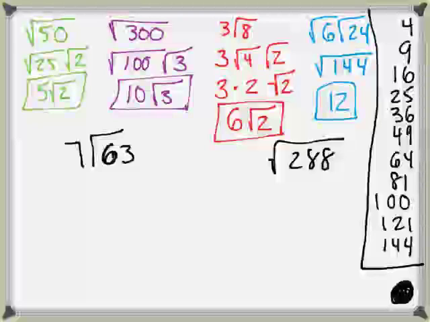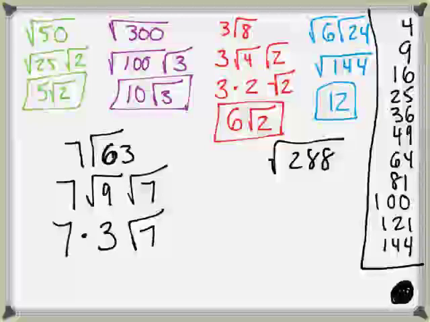Okay, so the first one has that 7 out front. We just let the 7 hang out. And then what number from our list divides into 63? 9. 9 times 7. Then we take square roots where we can. So 7, what's the square root of 9? 3. What's the square root of 7? Not pretty, right? So we just leave that square root of 7.